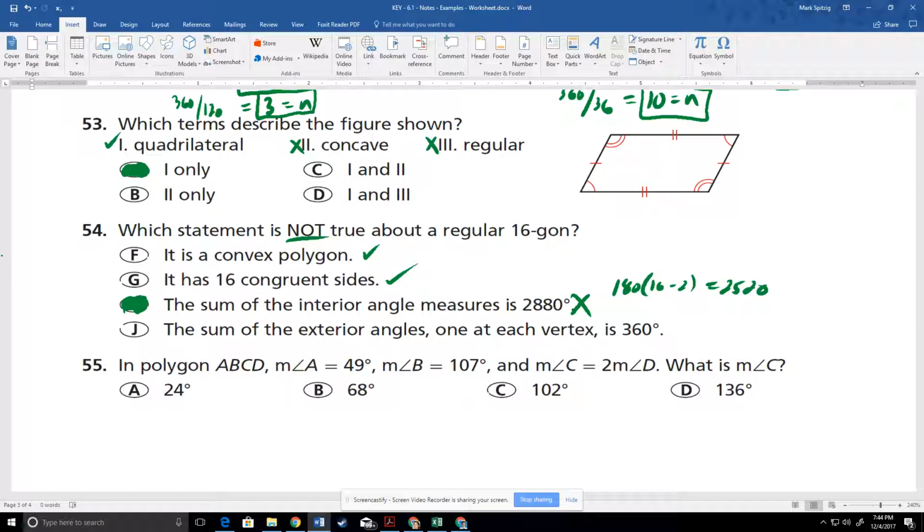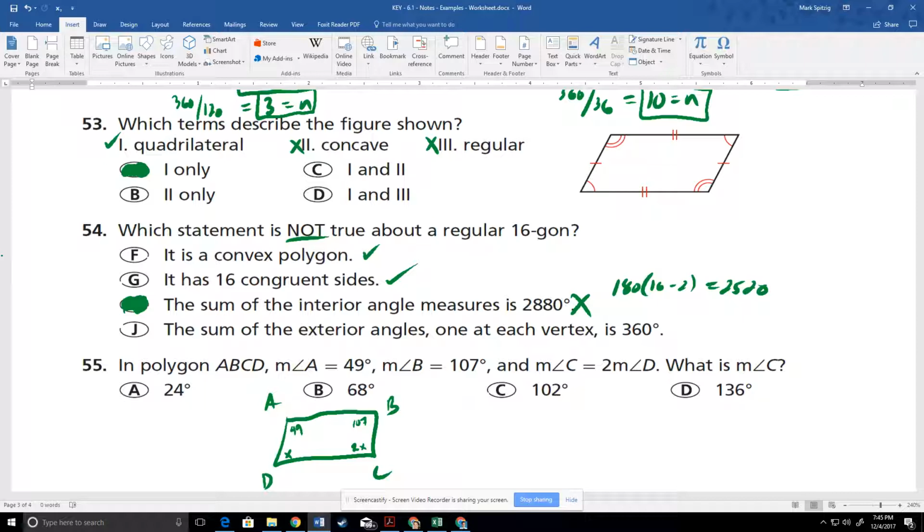All right, now we have to draw this thing out. So polygon A, B, C, D. I know it's a quadrilateral, so I'm just going to draw a blob quadrilateral here. A, B, C, D, and we know that angle A is 49, angle B is 107, and C is 2 times D. So C is going to be bigger and D is going to be smaller. If I say x is D, then C is 2x, so that way C is 2 times bigger than D. If I take 2 times D, it gives me C.